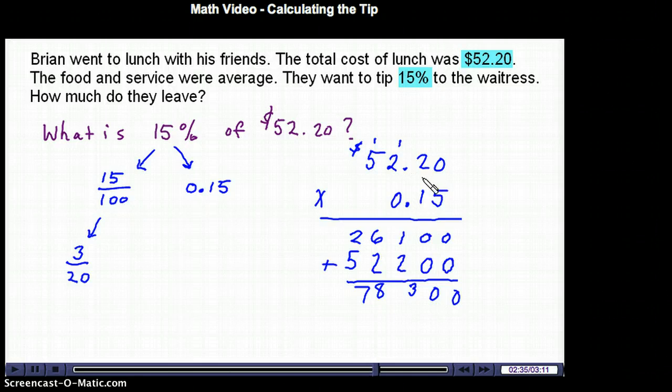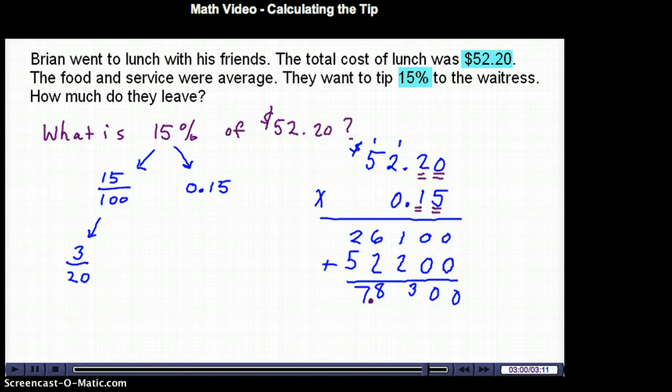So we count our decimal places in the two numbers we're multiplying. So we have 2 decimal places in this number and 2 decimal places in this number. So altogether we have 4 decimal places. So our answer needs to have 4 decimal places. So 1, 2, 3, 4 means our decimal point should be right here.